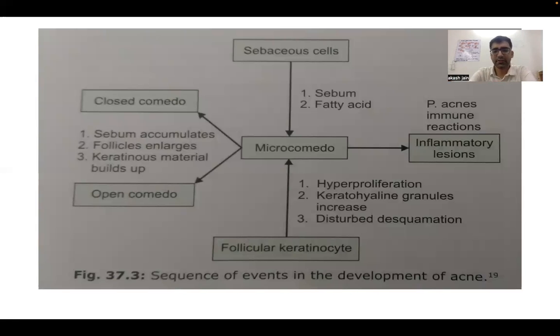Now, in this, there are various sequences of events in the development of acne. The first one is sebaceous cells or sebum secretion, mainly free fatty acids. Second is comedone formation, closed comedones, open comedones because of sebum accumulation, follicle enlargement, and keratinous material piled up, leading to microcomedone formation. And with the help of Propionibacterium acnes, immune reactions are responsible for inflammatory lesions. And the last is follicular keratinocyte hyperproliferation, resulting in microcomedone formation.